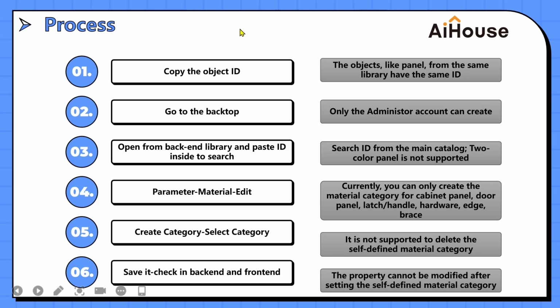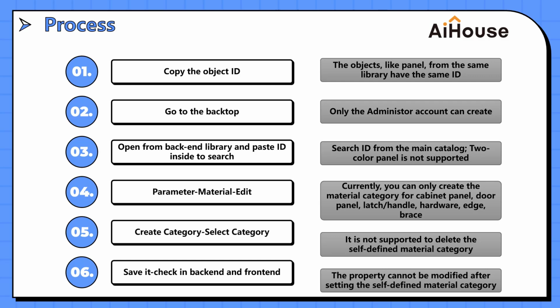For the whole process, the first thing is that you need to copy the object ID. Then you can go to the backstage, open the backend library and paste the ID that you copied inside to search that object. Or you can also not copy that object ID, just directly find the things that you need from the backend library. After that, you can go to the parameters, find the materials to edit it. Then you can create a new category and select that category for your object. After you finish all that, you can save it, then check it in the back end and the front end.